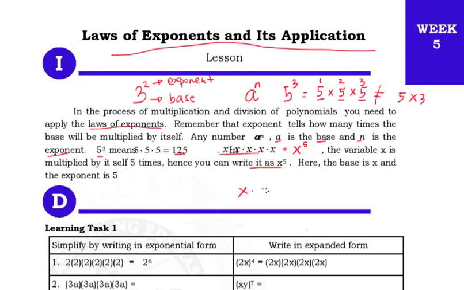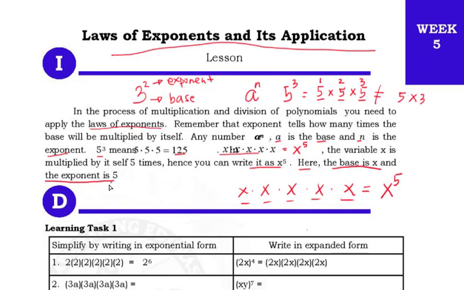So, yan po yung x times x times x times x times x can be written in exponential form as x raised to 5. Basta magkakatulad po ang kanilang base, katulad ng x. So, here, the base is x and the exponent is 5. Siguro naman po i-clear, ano ho? Napakadali lang naman po nitong exponent.